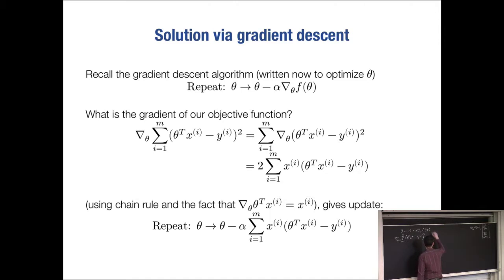Sum from i equals 1 to m of the gradient with respect to theta of (theta transpose xi minus yi) squared. Now actually the chain rule applies too. So if we want to take the derivative of this whole thing, we will take the 2 out times this thing without the square, and then times the gradient of that thing that's inside. So this equals the sum from i equals 1 to m of 2 (theta transpose xi minus yi) times the gradient with respect to theta of theta transpose xi.